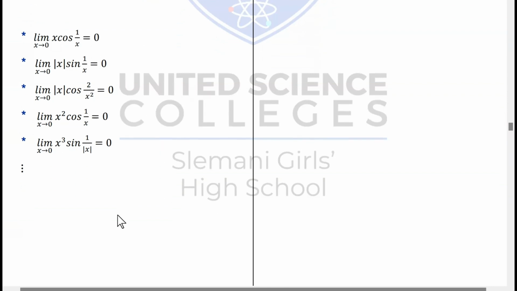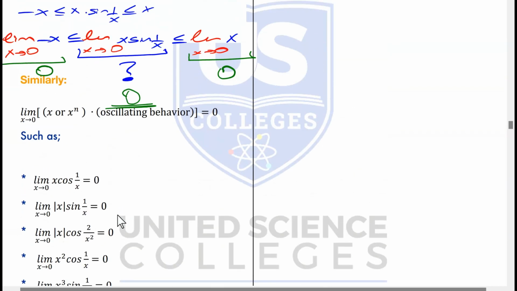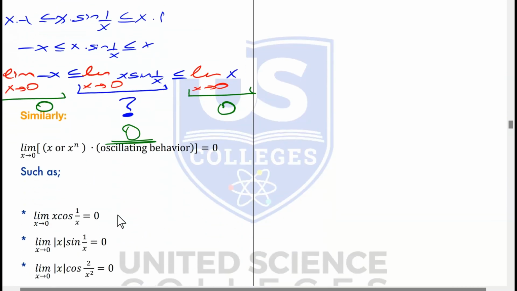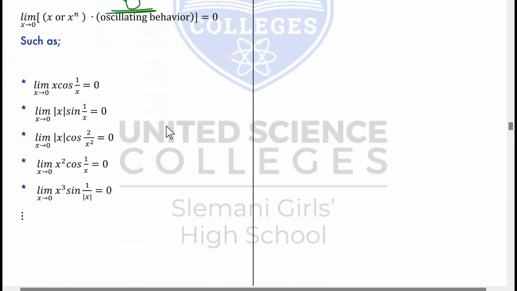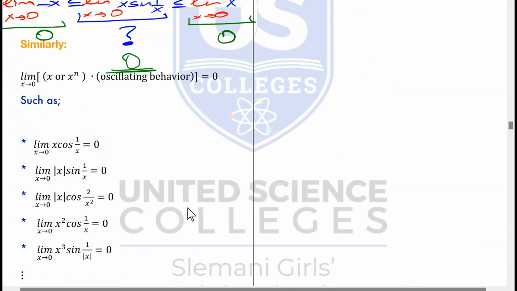All right. So we have one more question about this coming up. It also has the same idea. All right, so we are done with the squeeze theorem.